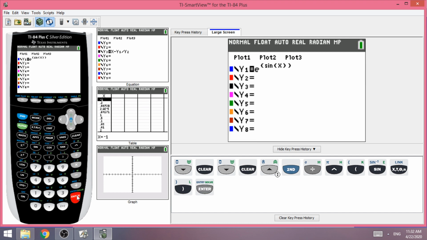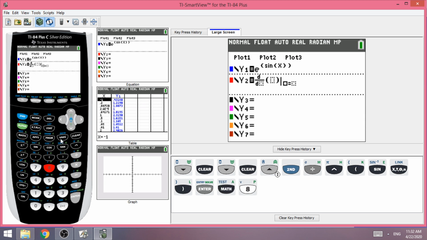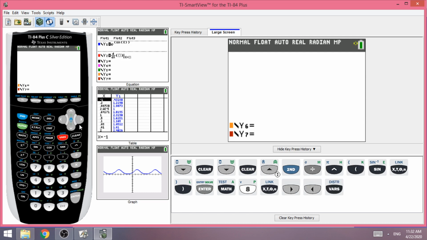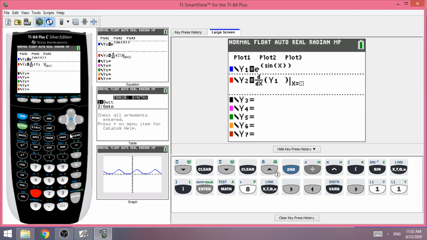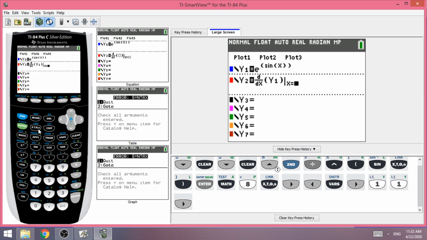Okay, so that's what we have. So now we need to find a second derivative. So one derivative at a time. So math, 8, d over dx. Again, function, y1. We want to use that. Vars, y vars, y1 function. And then x equals x, because we're taking the derivative with respect to x.